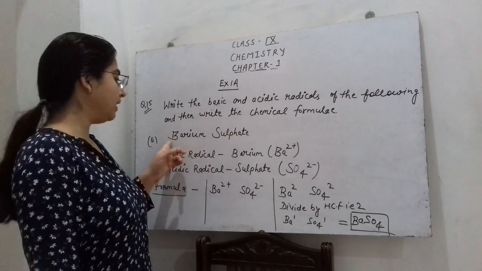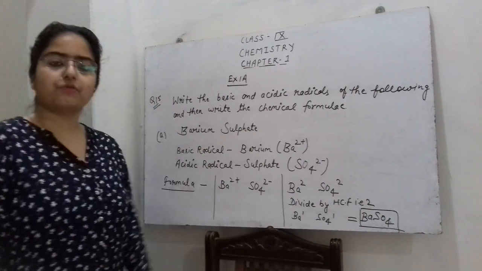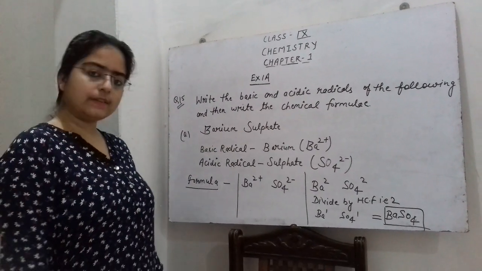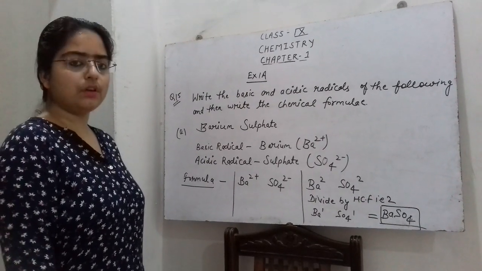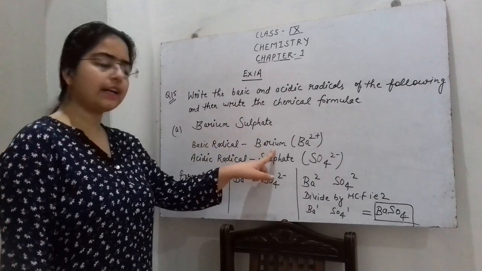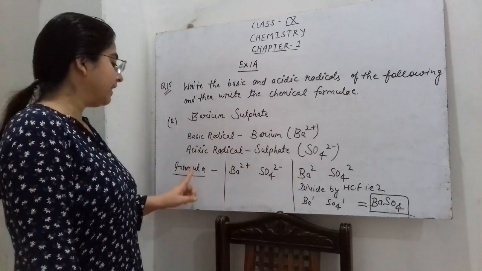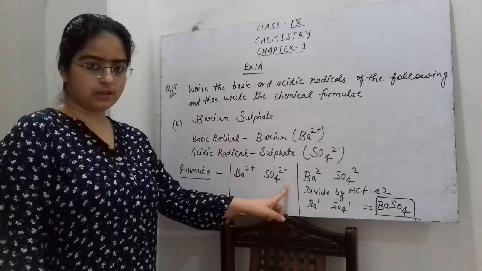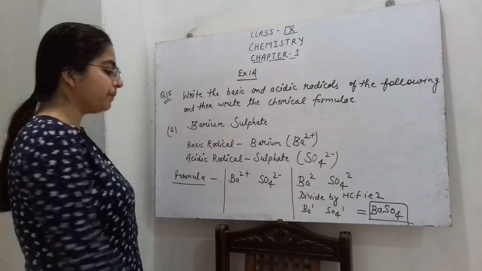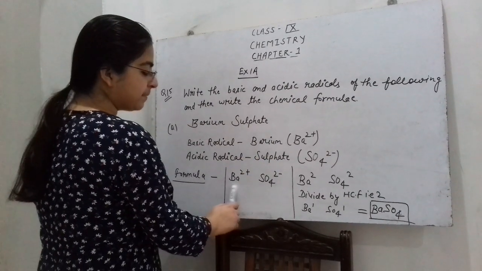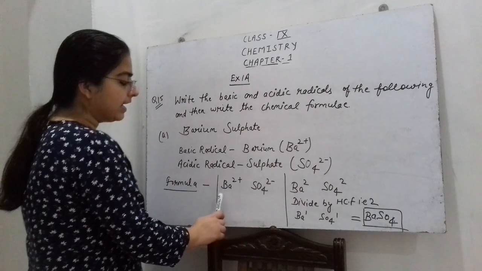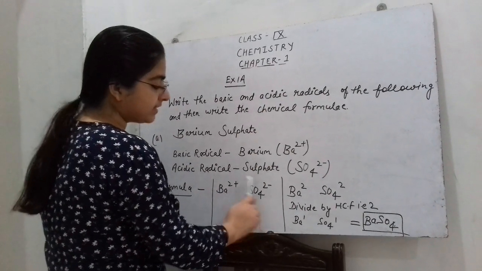So in this way only, different parts of question number 15 are given. They will be done in the same way only. First of all, we will write the basic radical, then we will write the acidic radical, and then we will write the formula. So while writing the formula, first of all we will write the symbols with the charge, and then we will ignore the plus and minus sign.